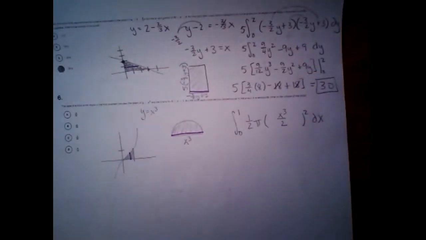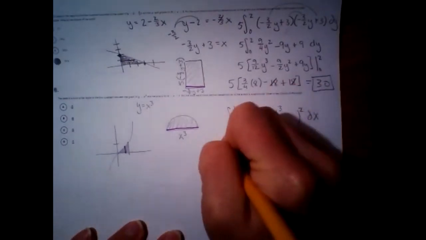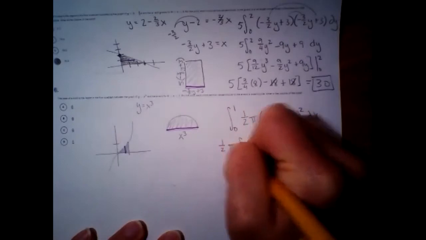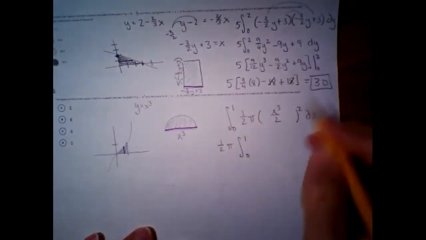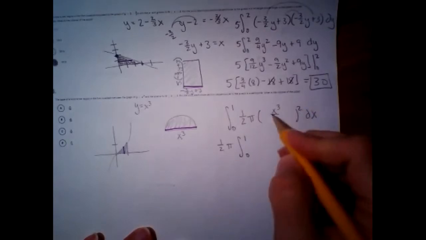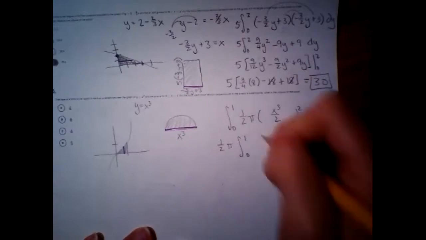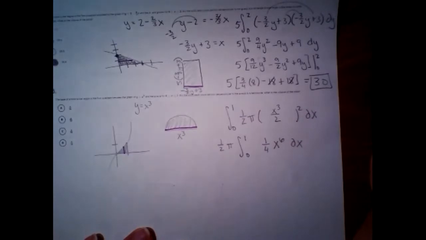All right, so this one does not look like we would get a calculator for this, so let me simplify this down. I'm going to take the 1/2 pi and put it out front. Anything that's just a value, you can kind of like evict it from the problem. All right, squaring this, x cubed squared would be x to the 6. 2 squared would be 4. So this is 1/4 x to the 6 dx.